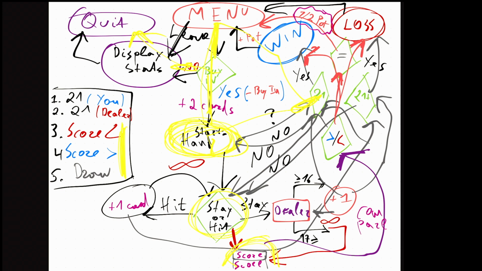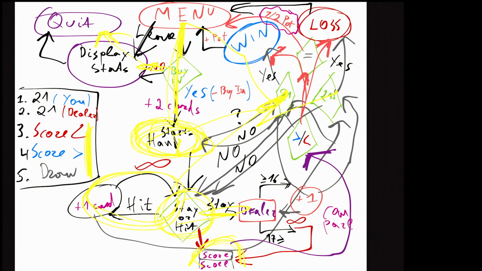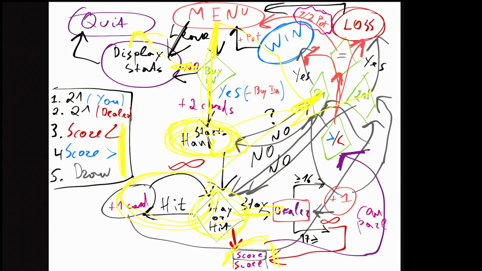So when you continue to play, your next decision is to stay or to hit. If you hit, you get +1 card. Check for 21 or 21 plus. If you don't have it, you can do another loop, as many as you want, or you go to stay. So when you stay, your score gets saved. Then it's the dealer's quote-unquote turn.